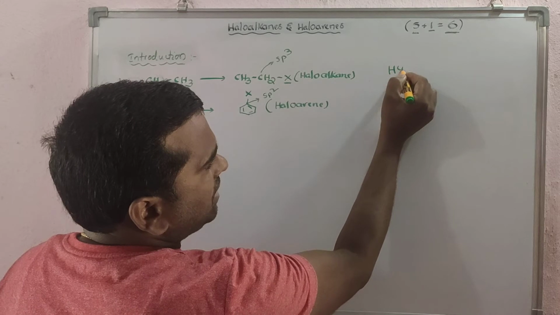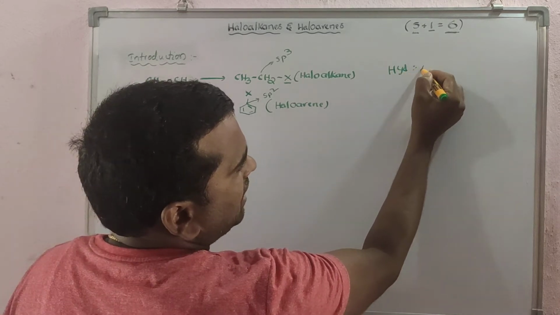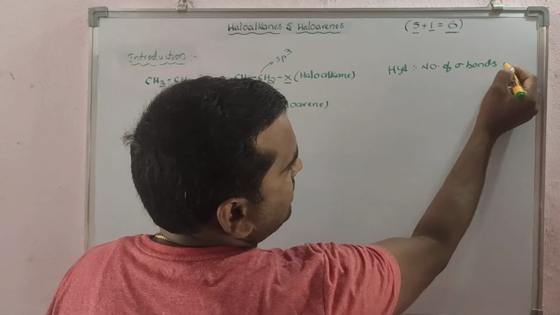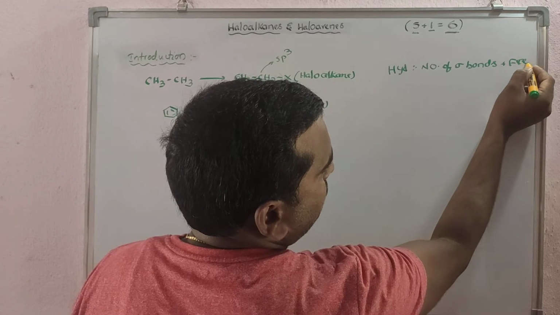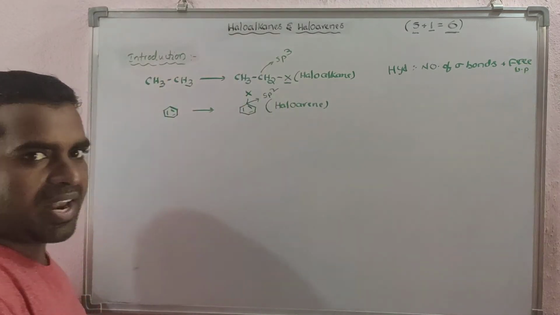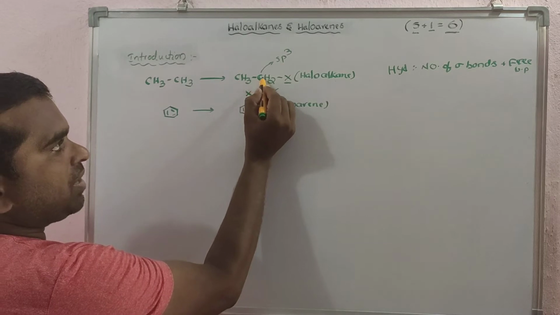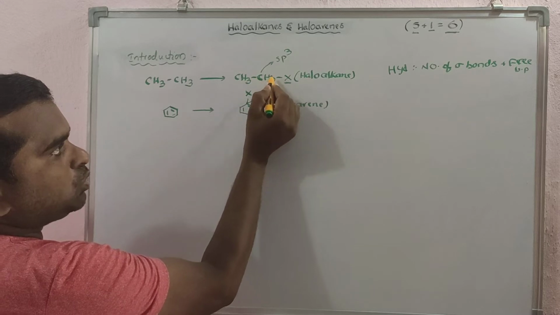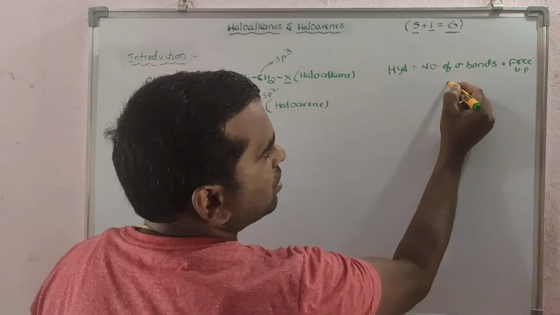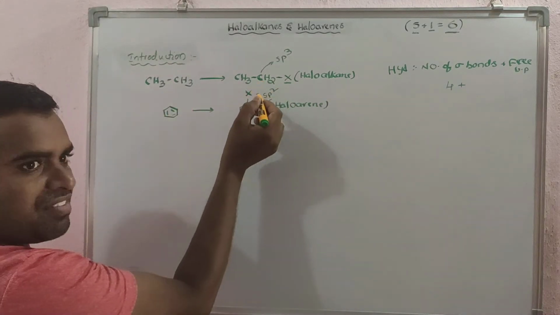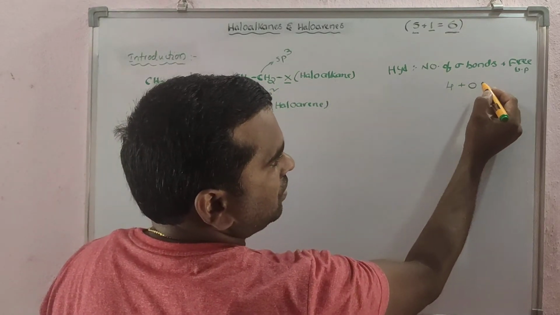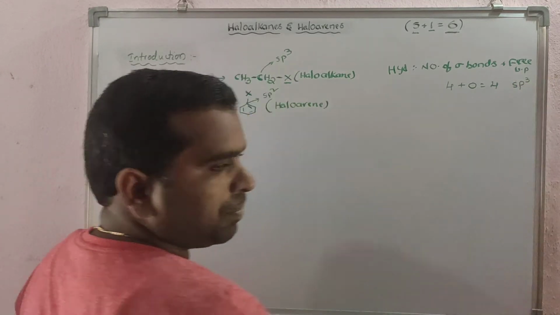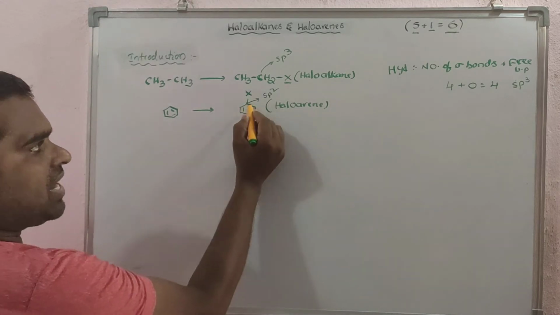You know how to calculate hybridization: the number of single bonds, or we can say sigma bonds, plus free lone pairs. This is the trick for how to calculate. See here, this carbon has 4 sigma bonds: 1, 2 and 2 hydrogens. Total how many sigma bonds here? 4. Does that carbon have any lone pair? No, so 0. Total 4, which means the hybridization is sp3, 1 s and 3 p. Clear?